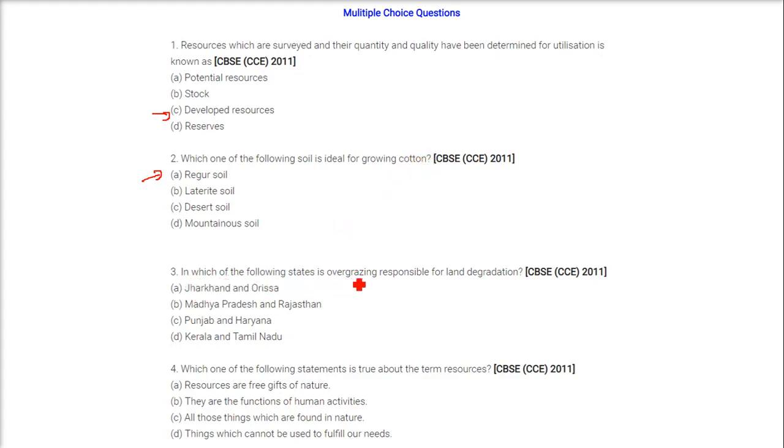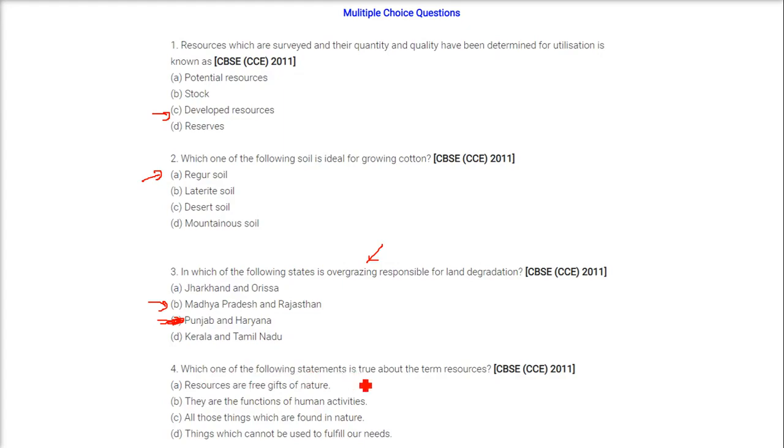In which of the following states is overgrazing responsible for land degradation? The answer here is Punjab and Haryana. That is overgrazing. So overgrazing is not Punjab and Haryana, I'm so sorry. It's Madhya Pradesh and Rajasthan. Punjab and Haryana is because of over irrigation, but Madhya Pradesh and Rajasthan for overgrazing. Atyadhik Pashucharan.